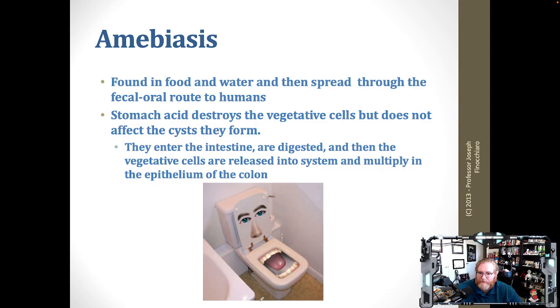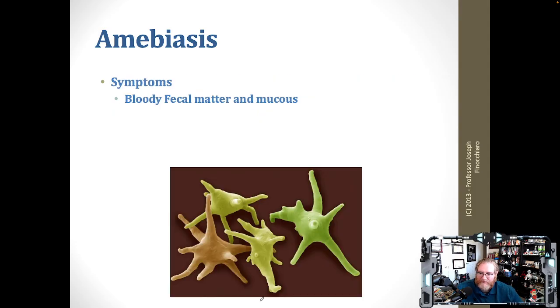It is found in food and water and then spreads through the fecal-oral route to humans. Stomach acid destroys the vegetative cells but does not affect the cysts that they form. They then enter the intestine, are digested, then the vegetative cells are released into the system and multiply in the epithelium of the colon. Symptoms of amoebiasis are bloody fecal matter and mucus.